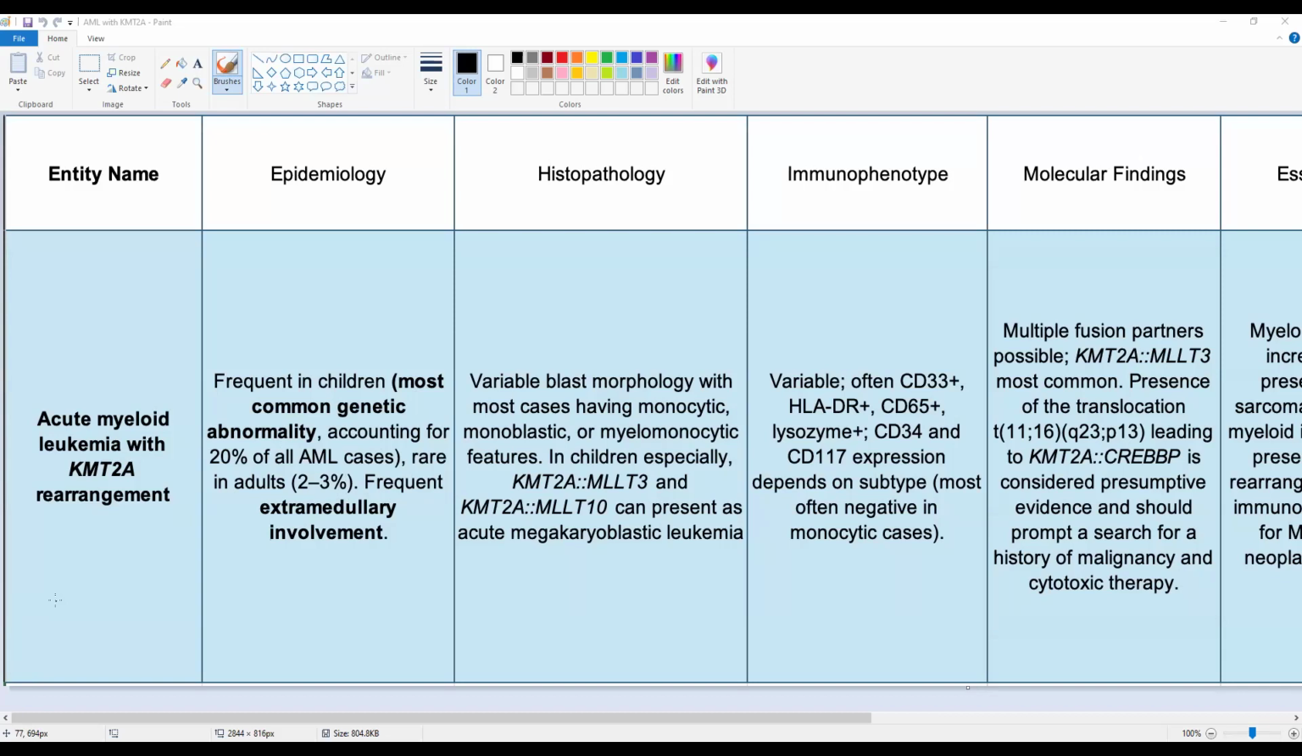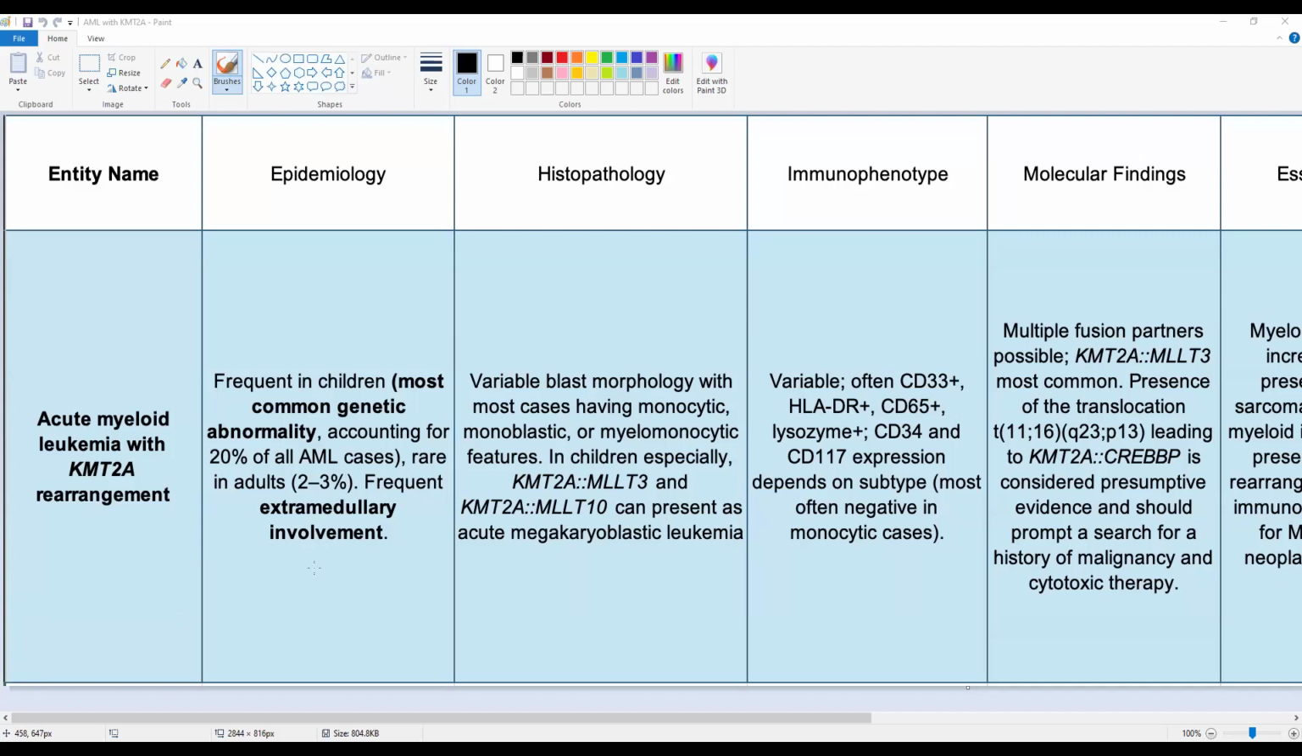I'm a third-year pathology resident, and today I'm going to be talking about acute myeloid leukemia with KMT2A rearrangement. This is an acute myeloid leukemia that is characterized by fusion of the KMT2A gene with any of a number of fusion partners. It accounts for only 2 to 3% of acute myeloid leukemia cases in adults.